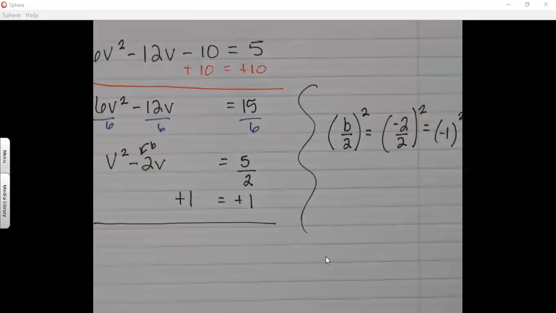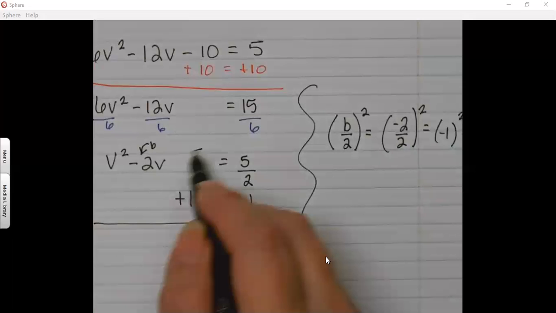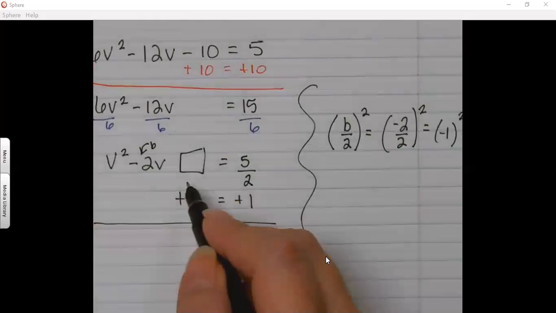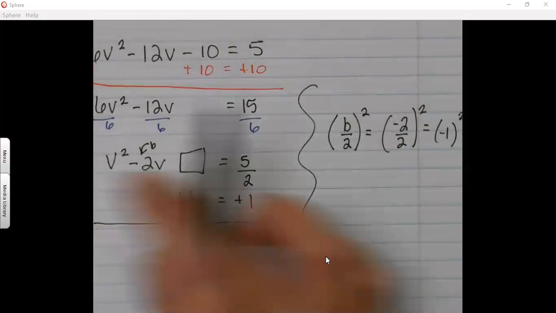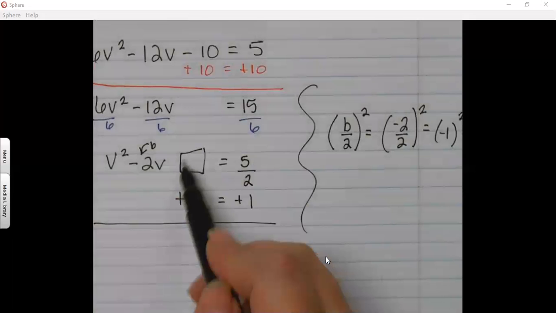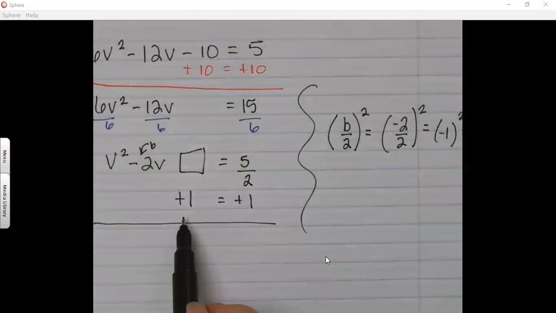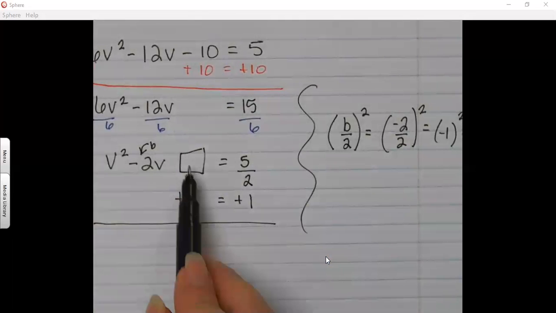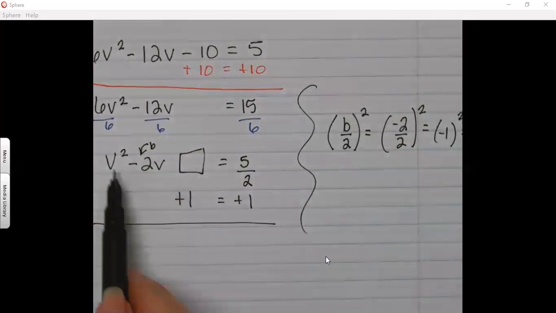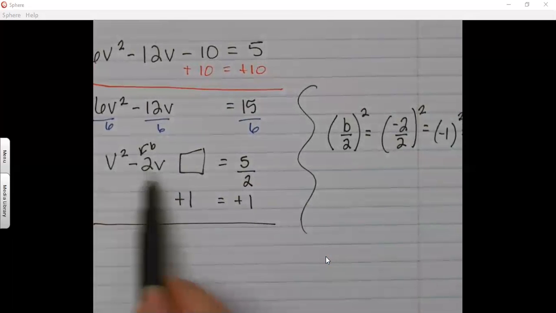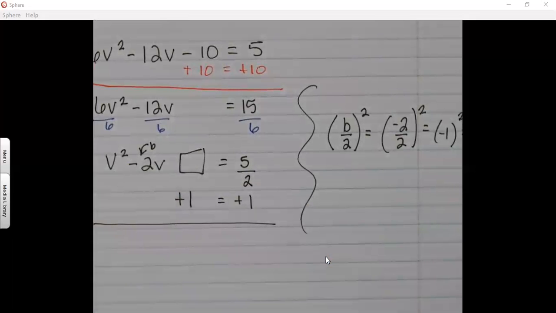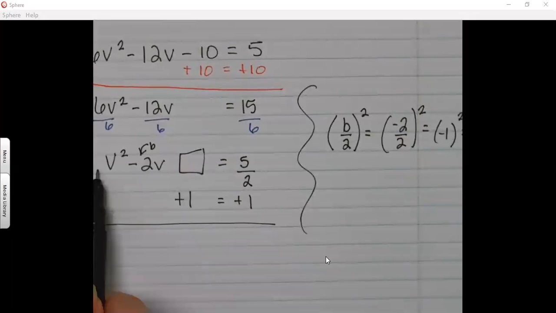Because I need that third term to make a trinomial, but I want it to be a perfect square trinomial. So you don't have to leave the space, but it reminds me I'm looking for a number to go there. So plus 1 is what will go there, because in standard form, I don't have any like terms, so it'd be v squared minus 2v plus 1. A is 1, B is negative 2. We don't have a C yet, C is 0.